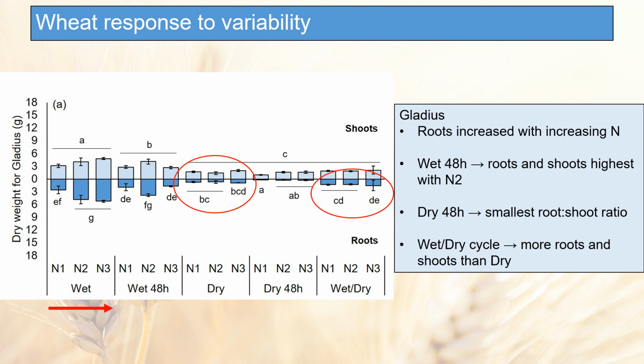But if you then look at the wet-dry plants, which also underwent a drying process, these actually fared better than the dry 48-hour plants, and also the dry treatment plants. And this is possibly because these plants had a sort of priming effect, in that they got used to being dry, but then they were re-wet, and so they could recover a bit better.